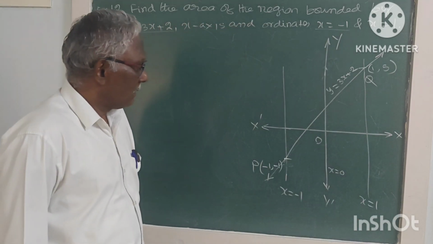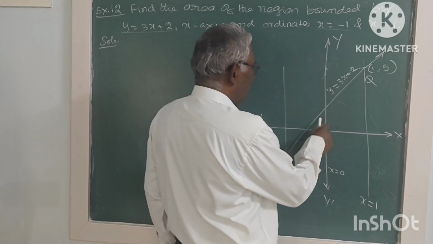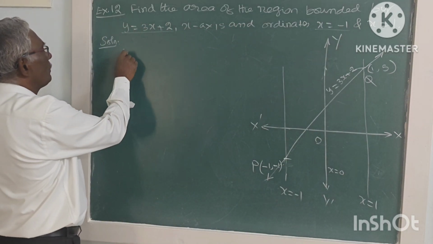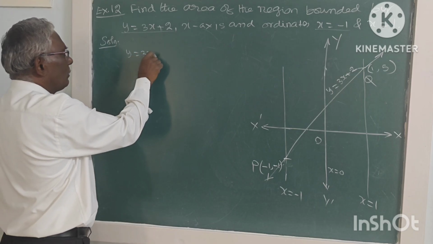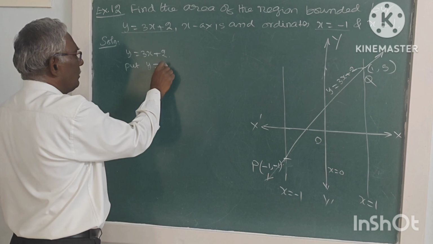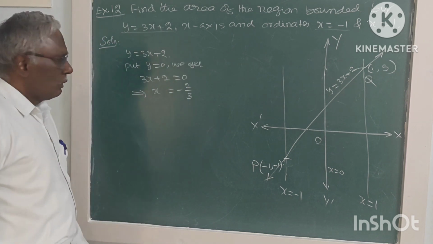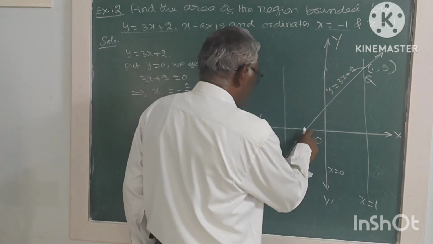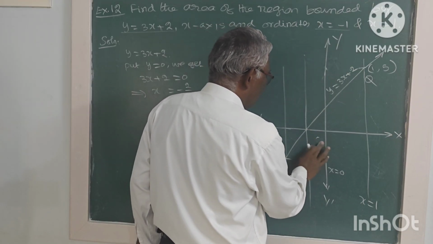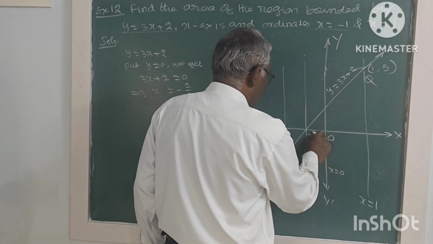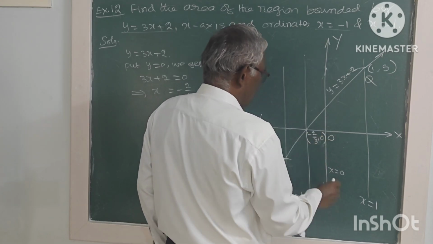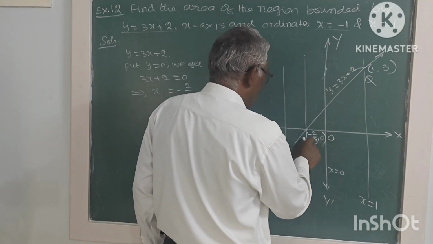The graph of y is 3x plus 2 intersects the x-axis, so we have to see where this line intersects the x-axis. So y is equal to 3x plus 2, put y is 0. So at x is minus 2 by 3, this point is minus 2 by 3 comma 0. P, Q, R.